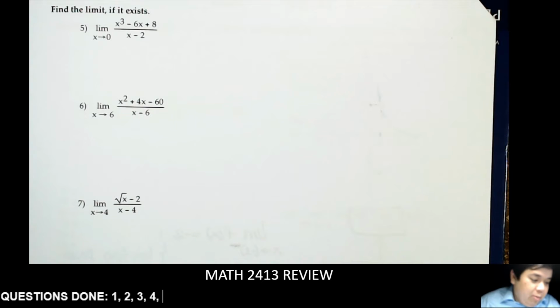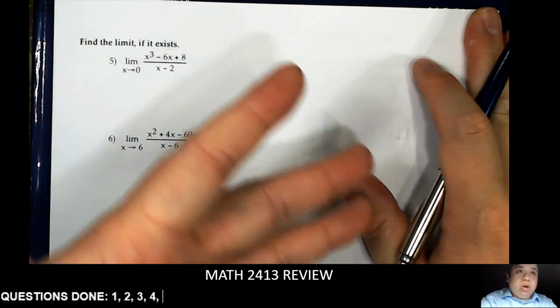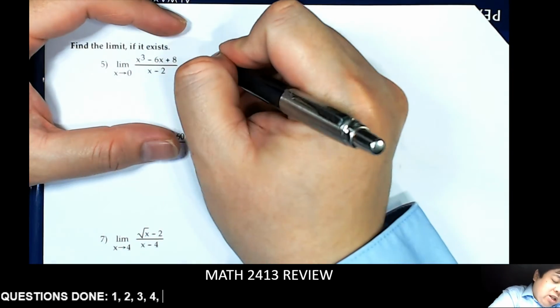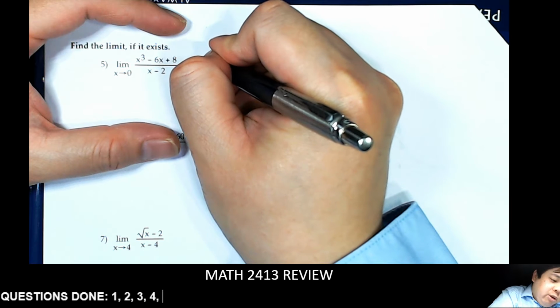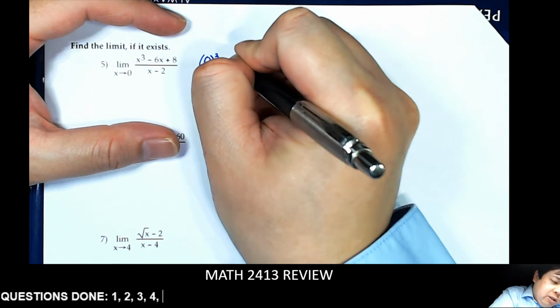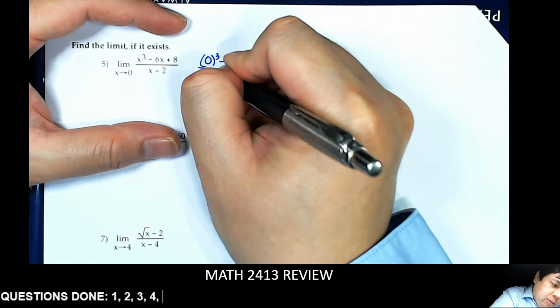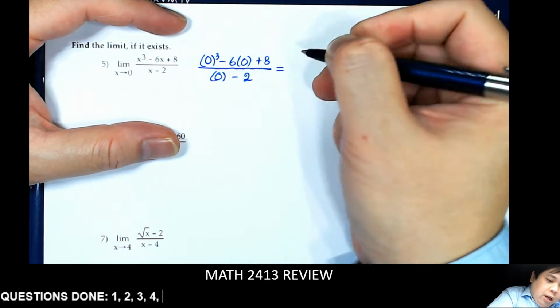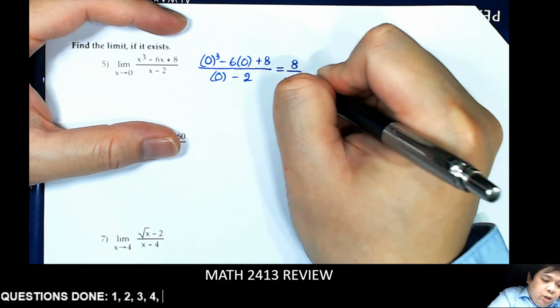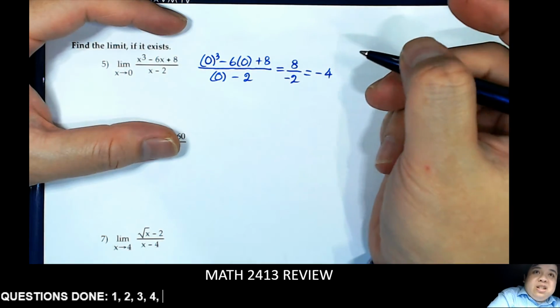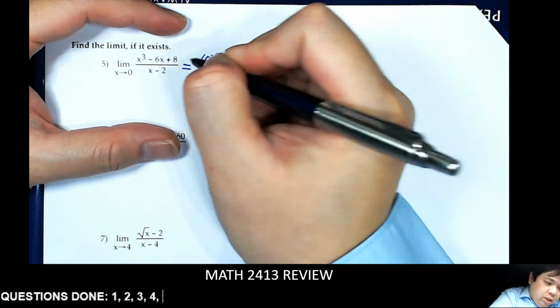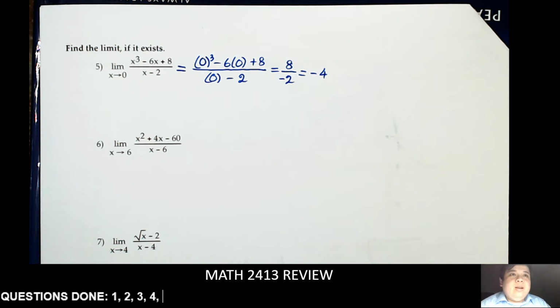Right. Now we find the limits. The first rule of limits is, except for piecewise functions, which are a bit tricky, for other functions we're just going to put in the numbers and see what happens. So I substitute 0 for x in number 5 here. So we have 8 over negative 2, which is negative 4. Since it is defined, we will make the limit equal to it. That's simple enough.